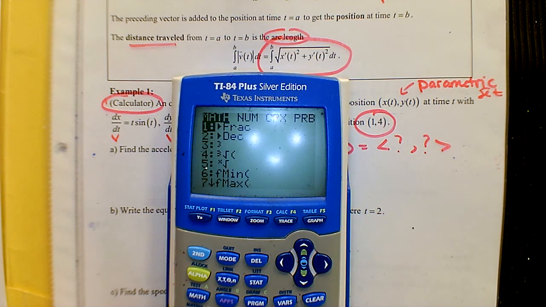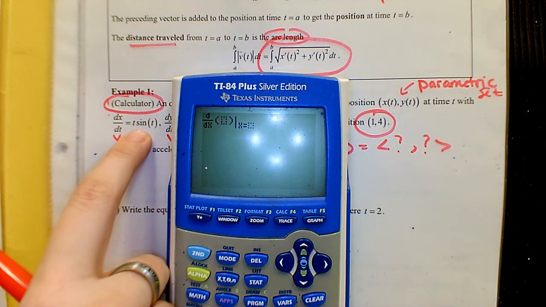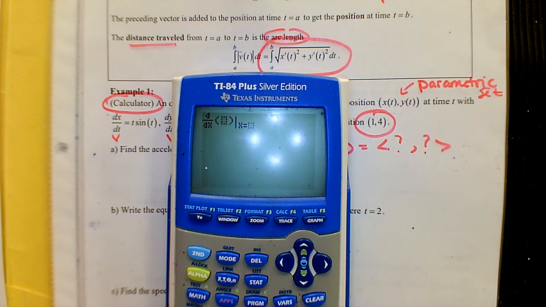Math, option 8, right? All right, first box is always an X. I know it's T's on your paper, but we'll do X. And then maybe we want to take the derivative of the X velocity. So we'll do X sine of X, make sure you're in radian mode. And we specifically want to evaluate that at 2. So it looks like our X acceleration is 0.077.